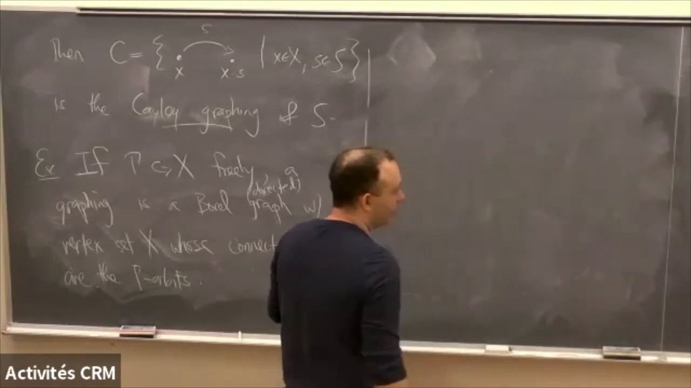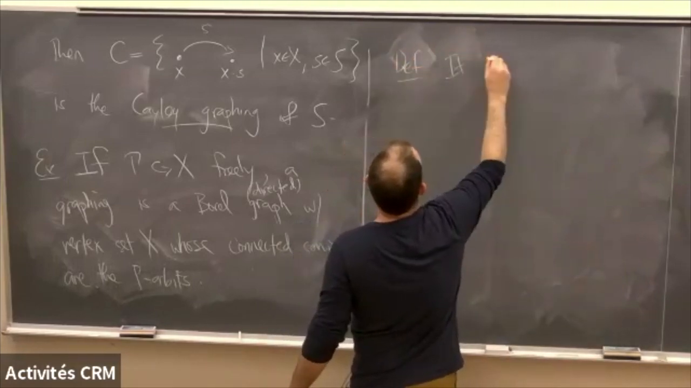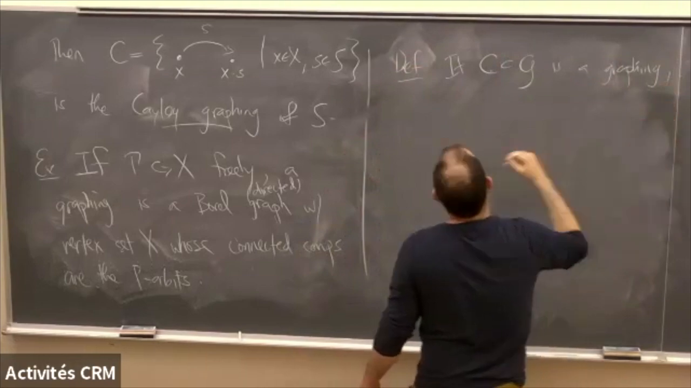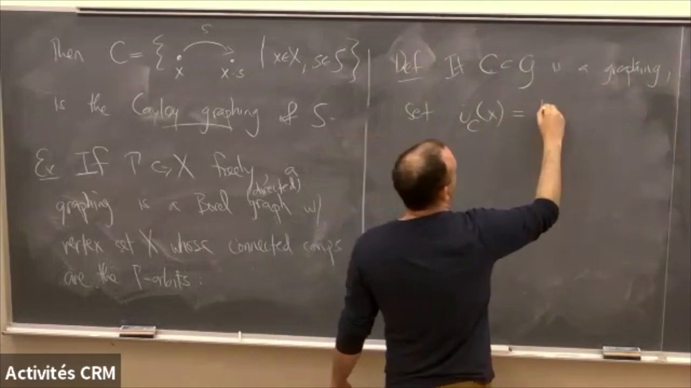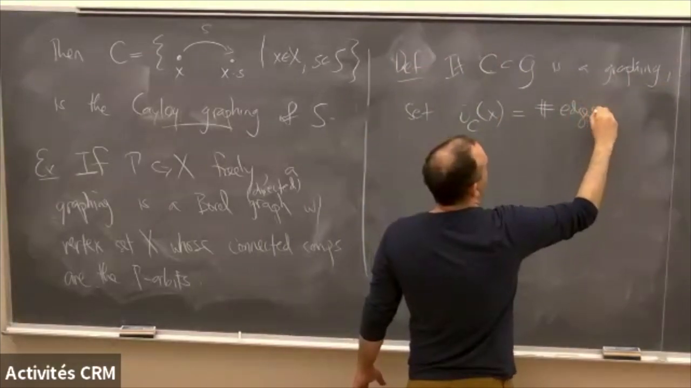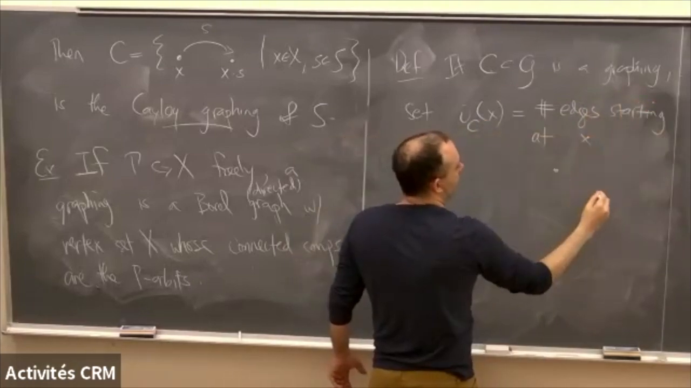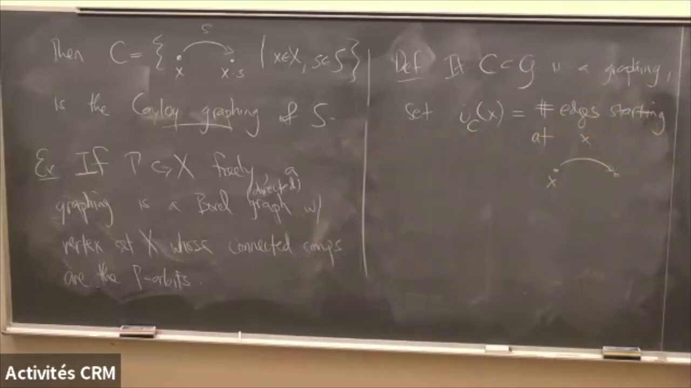Right, now we can define cost. So definition: if C in G is a graphing, let's set I_C of X to be the number of edges starting at X. So I is like initial. I'm just counting the number of edges starting at X and going to something, including if there are multiple edges with different labels, you count them all. Yeah. So that's I_C of X.